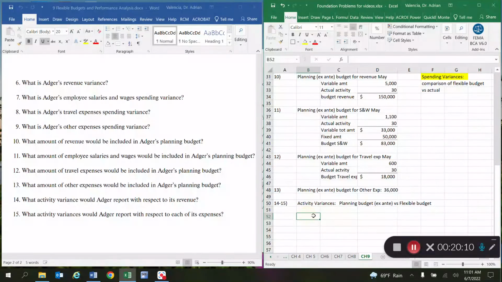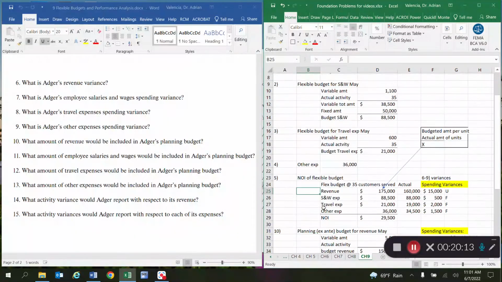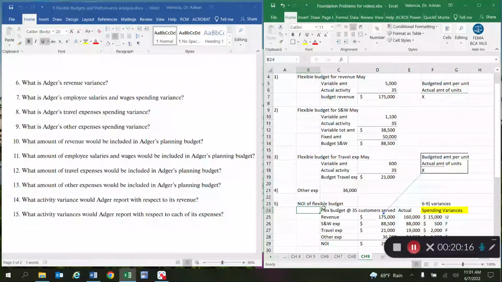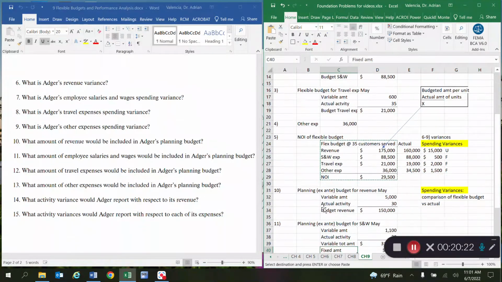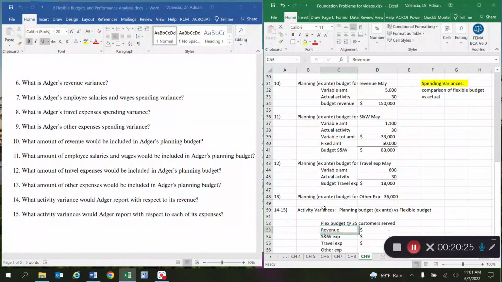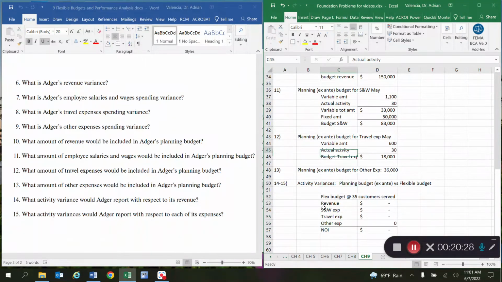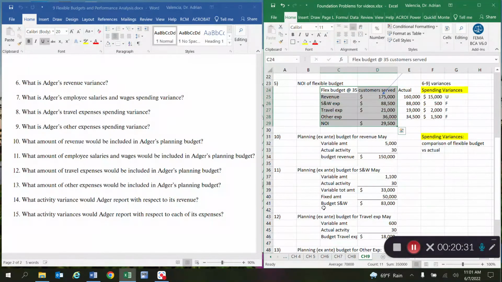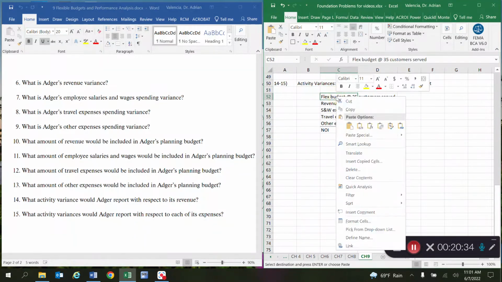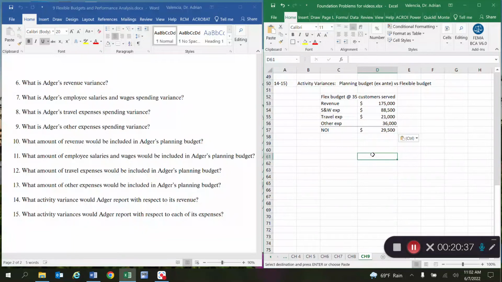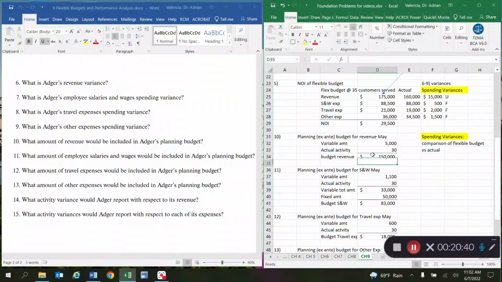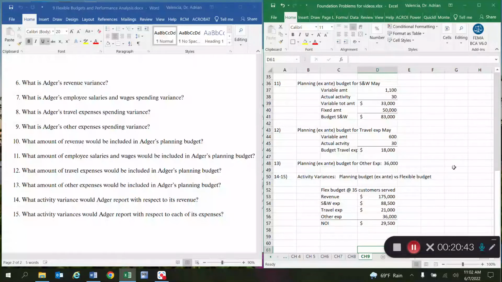Okay, so let's go ahead and do all of them here. Let me copy this down because we'll use that. Actually, I should have copied the values. One second. Okay, so this was the original flexible budget. Sorry, I'm jumping around a lot. So this is our flexible budget here. Maybe I should color code this a little bit. That would help us out.